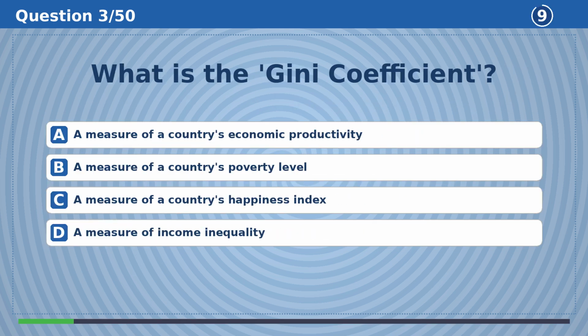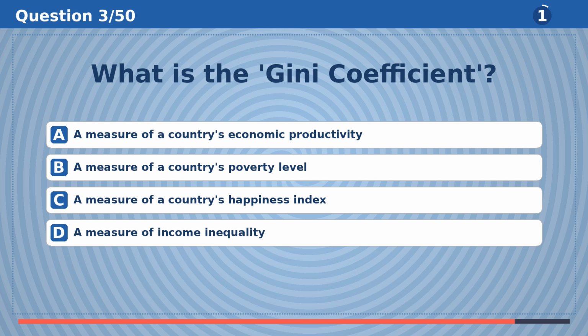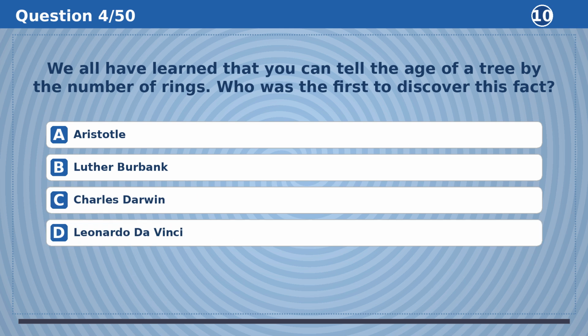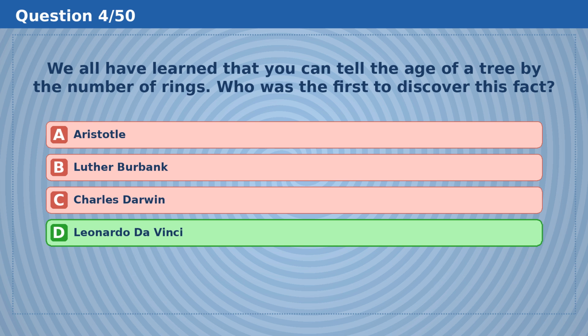What is the Gini coefficient? The answer is D, a measure of income inequality. We all have learned that you can tell the age of a tree by the number of rings. Who was the first to discover this fact? The answer is D, Leonardo da Vinci.